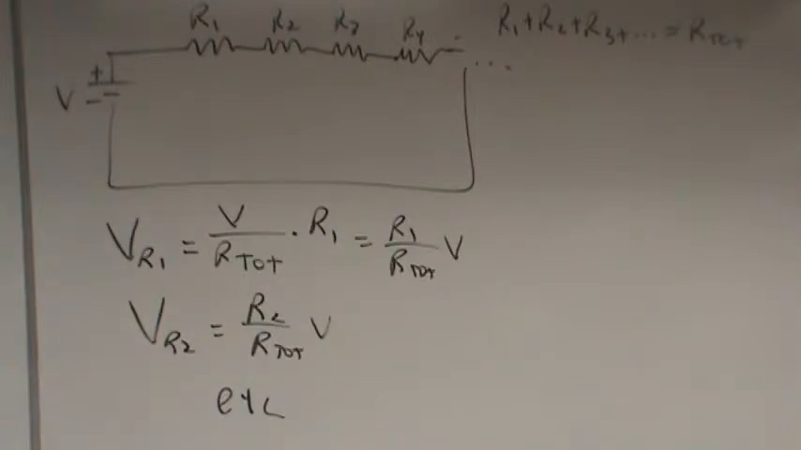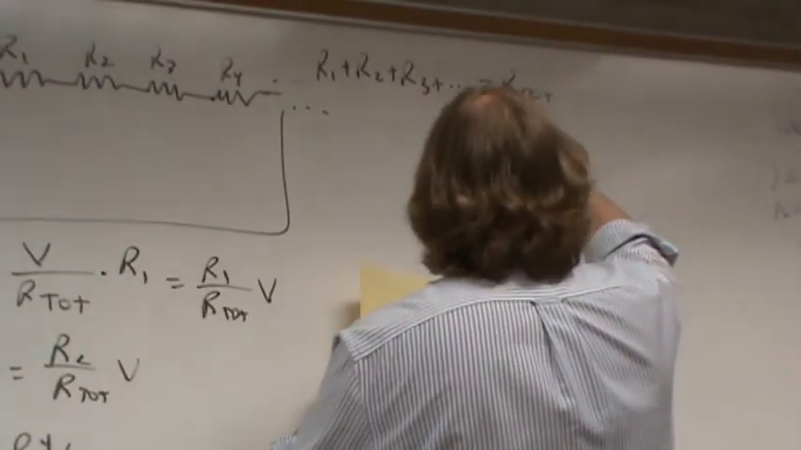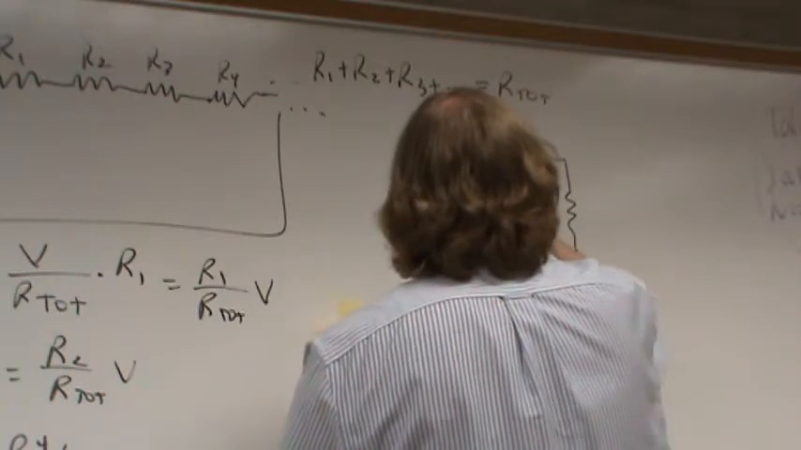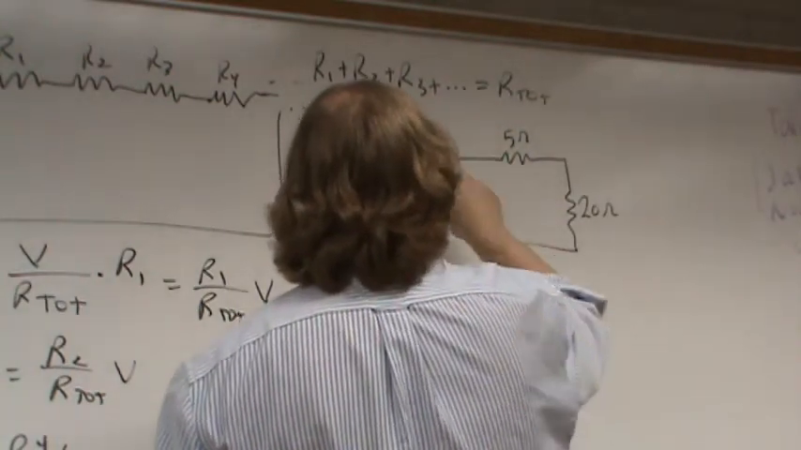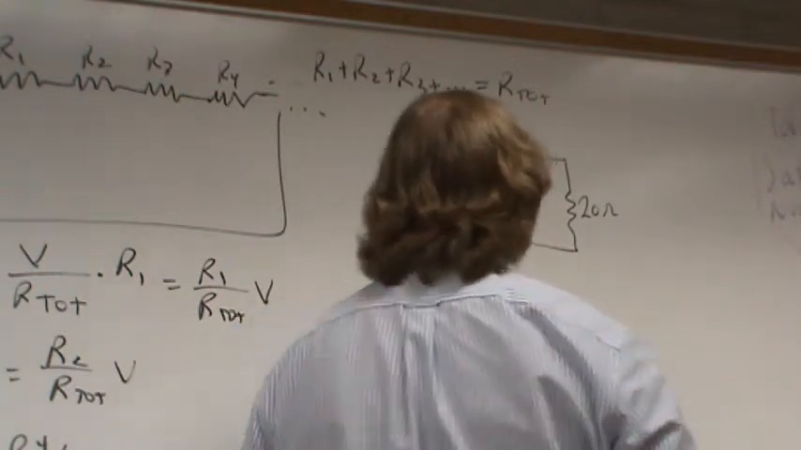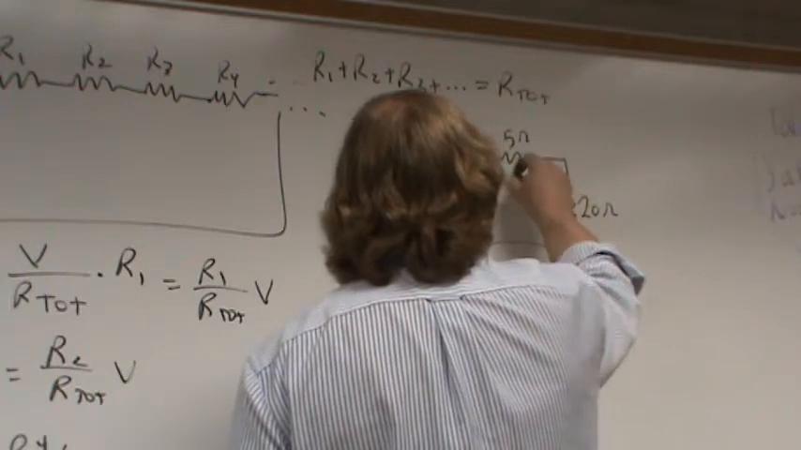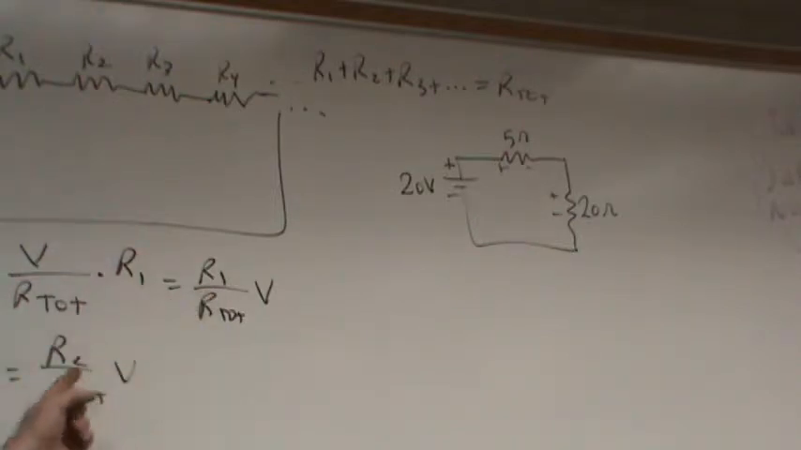It is time for me to give you some problems. Here, give this a try. What if I gave you this? This is 5 ohms, and this is 20 ohms, and let's make it a 20-volt battery. Can you get me the voltage drop across this 20 ohm and the voltage drop across that 5 ohm? If you want to just use this formula or use this formula, be my guest.